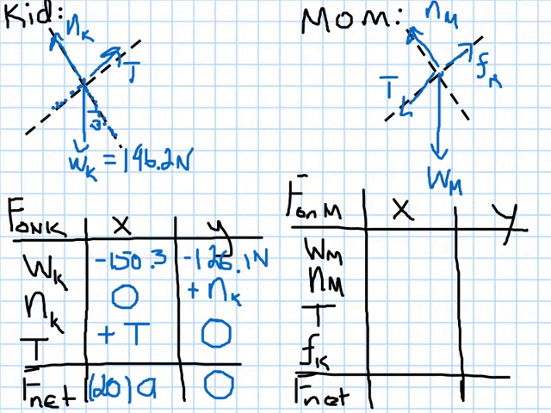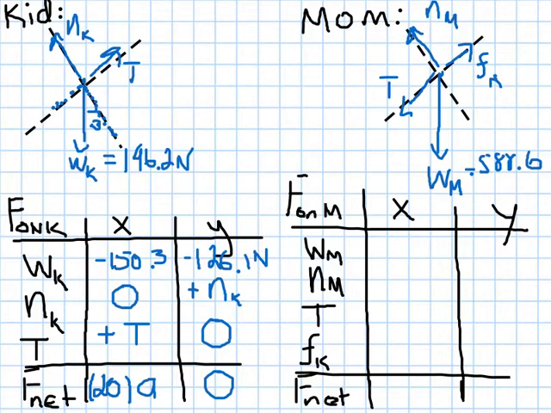Now we switch over and take a look at the table for the mom. The weight of the mom is the mom's mass times the acceleration due to gravity, 9.8 meters per second squared. And so for a total, I get 588.6. That's in newtons, and that comes from the 60 kilograms times 9.8 meters per second squared.